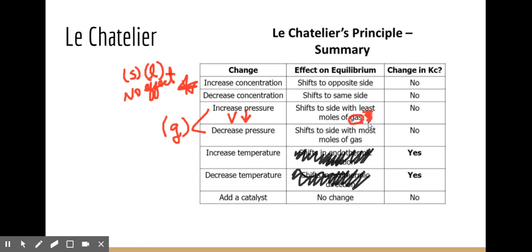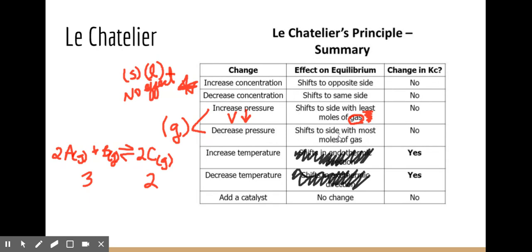It's the least side of gas. So let's say I have, these are all gases. So 2A plus B, which is a gas, and that is going to 2C, which is also a gas. So I have 2 plus 1, so 3 moles of gas on this side, and I have 2 moles of gas on this side.